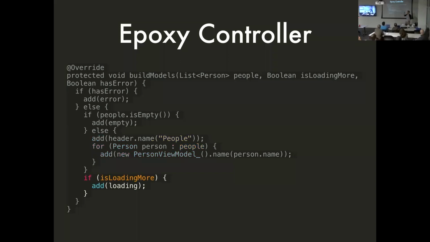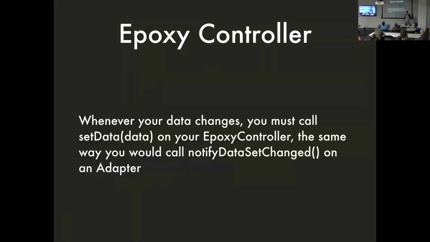So say we have 3 people in the list and we're loading more. We'll have a header, person, person, person, and then a loading down at the bottom. So whenever you change your data, you have to call that set data method so your adapter knows about it. That's very similar to notify data set changed in a regular recycler view adapter, but it actually takes the data that it needs as parameters. So that's nice because you know this is all the data that I need to render my views onto the screen.